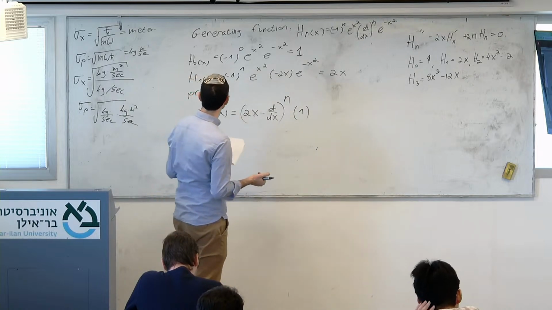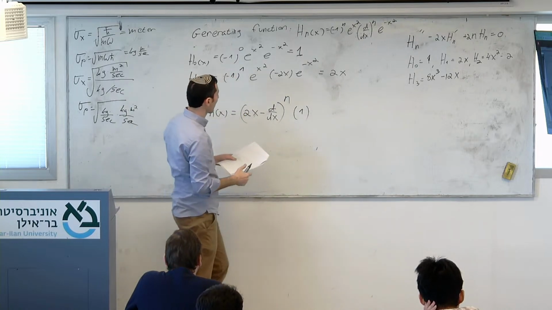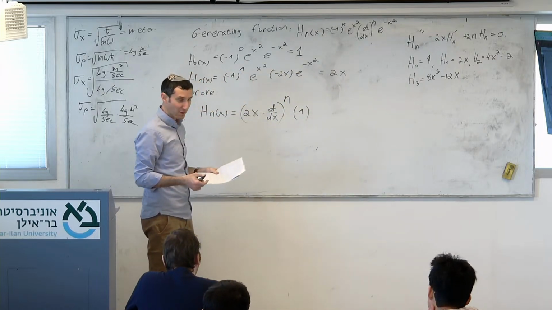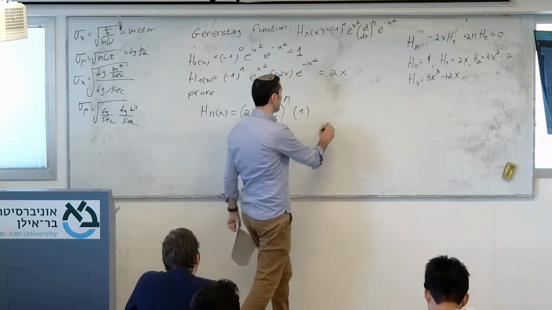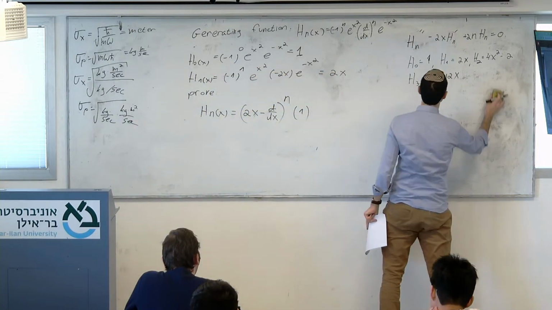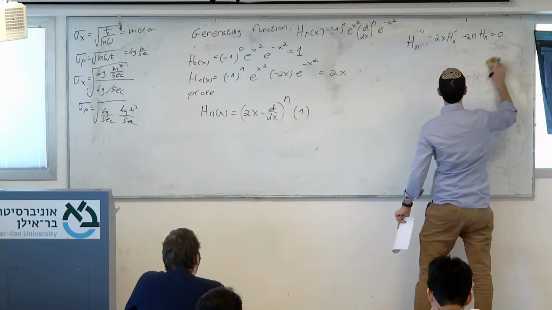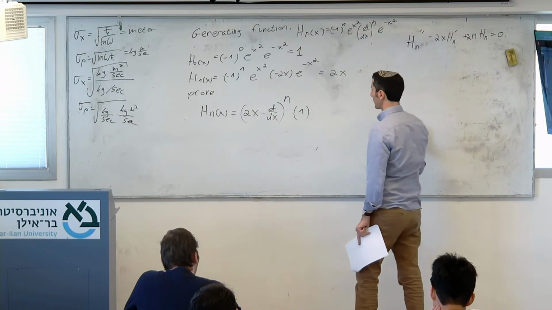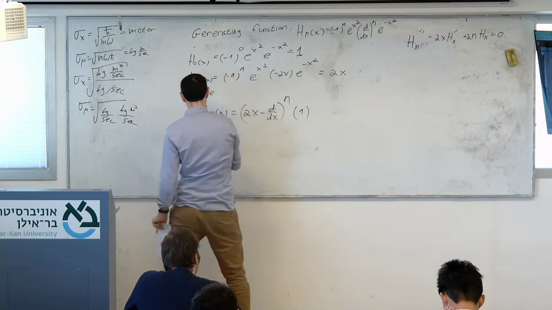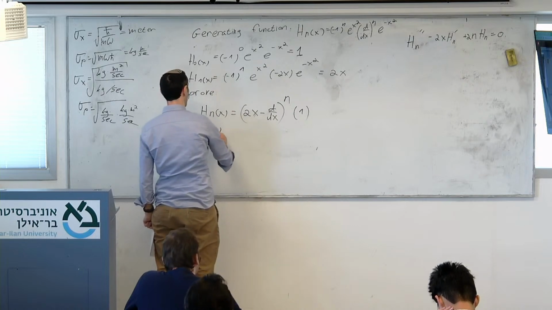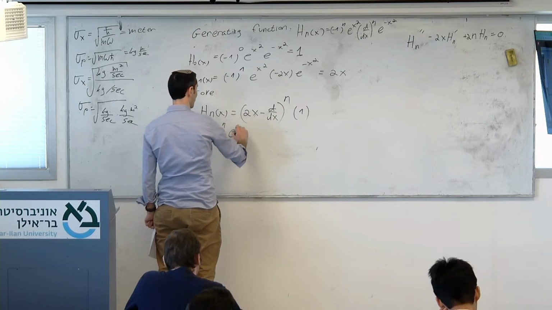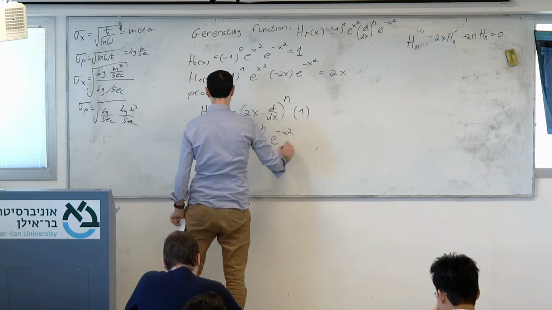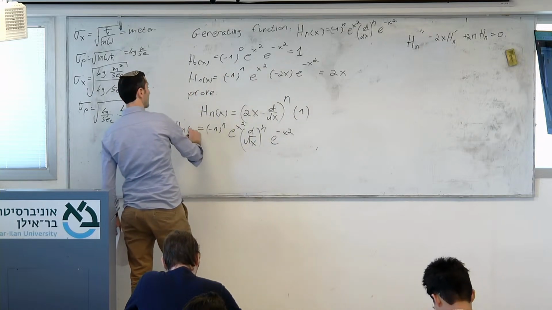So, let's start with this thing. I'm going to multiply both sides from the left by... I don't know how to plan my whiteboard. And right here, minus 1 to the power of n e to the x squared d/dx to the power of n e to the minus x squared is equal to Hn of x.